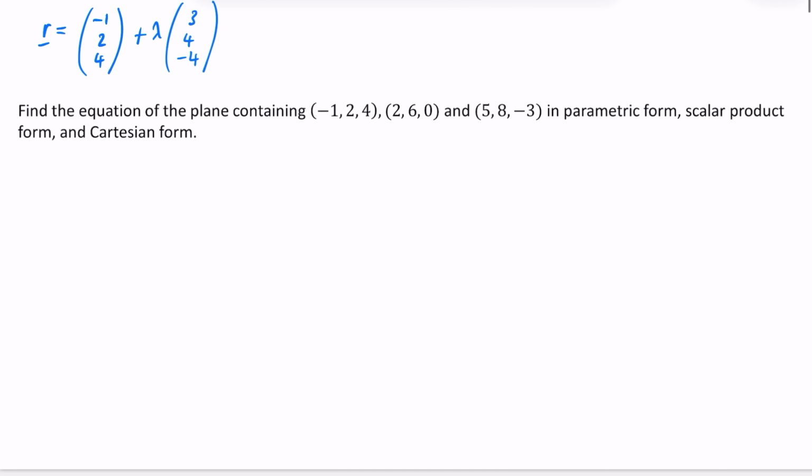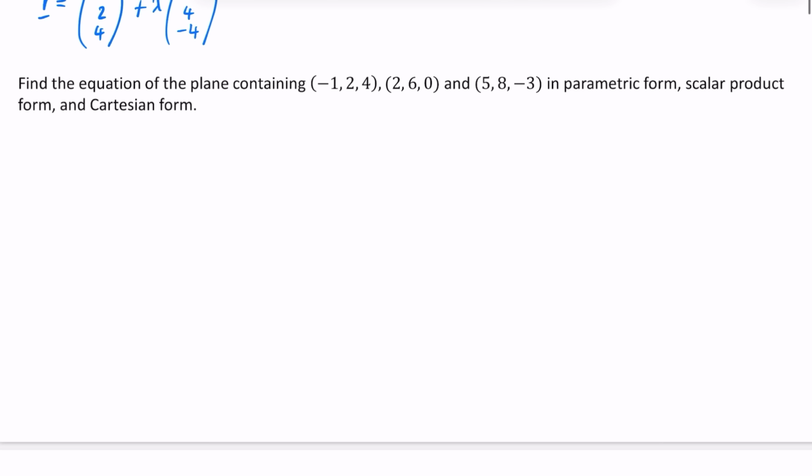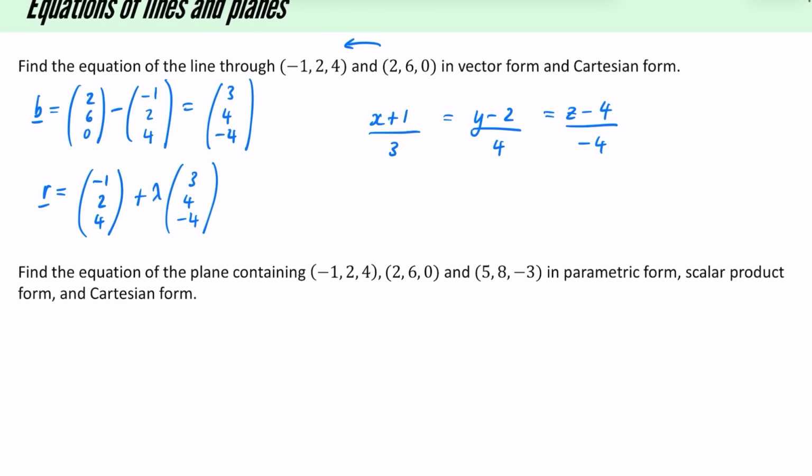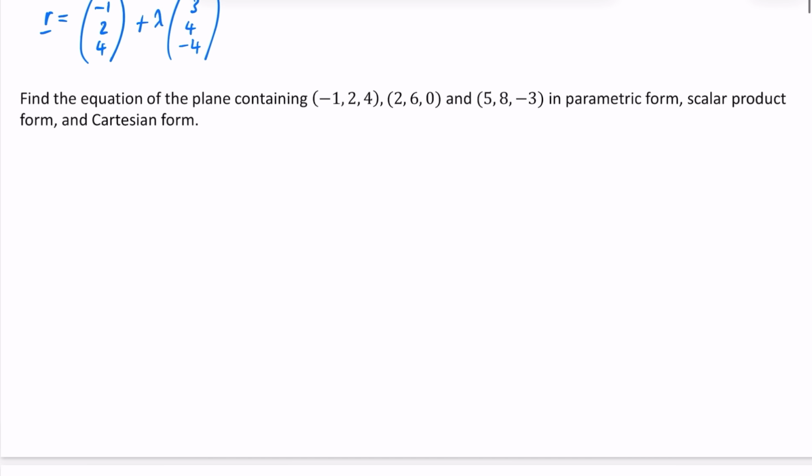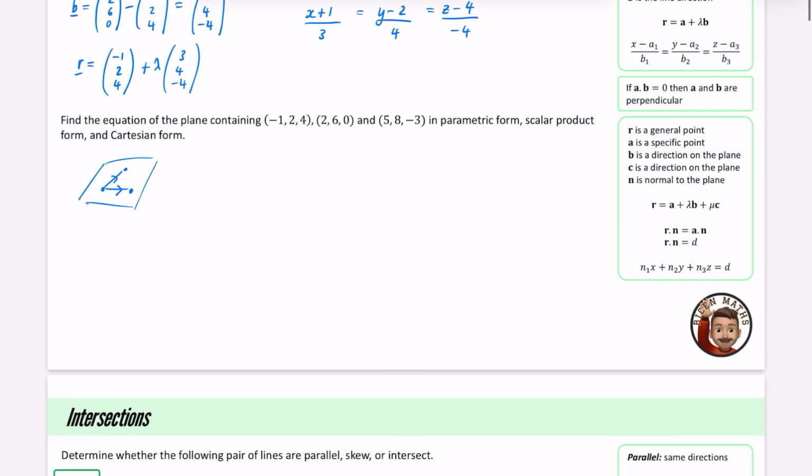The next question asks us to find the equation of the plane containing these three coordinates. Notice how two of the coordinates are exactly the same as these ones that we've got here. We've just got this third coordinate. Now, when we have these three coordinates, one of them can be referring to a point on the plane. We're then going to need to find two vectors that are parallel to the plane like this. And we're going to do three forms: the parametric form, the scalar product form, and the Cartesian form for this.